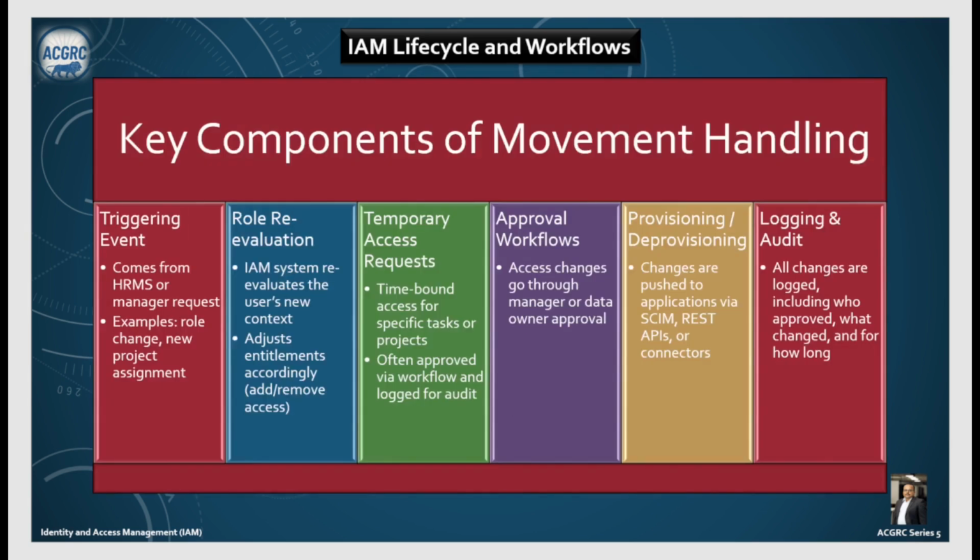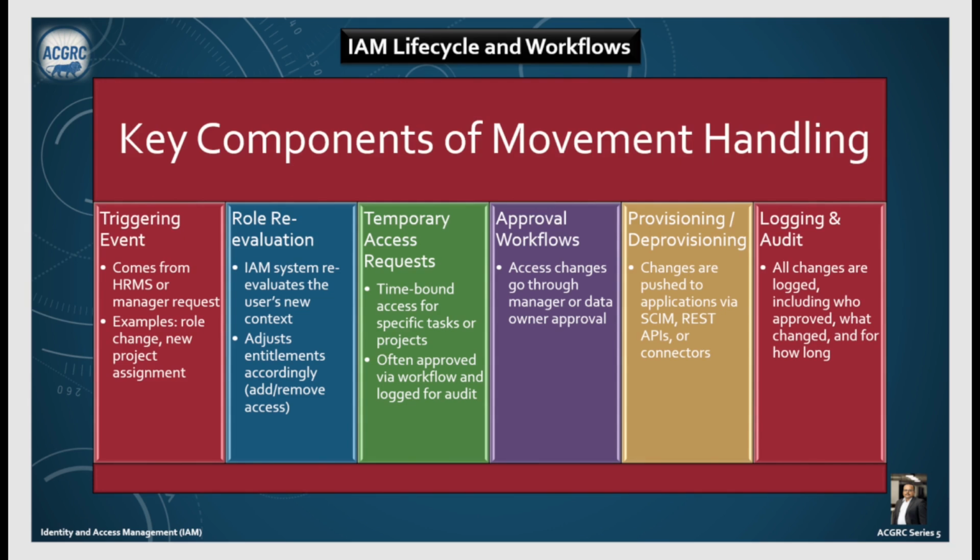The next key components of movement handling: well, triggering events. This comes from HRM or a manager's request, for example role change or new projects. Role re-evaluation is where the IAM system re-evaluates the user's new context and adjusts entitlements accordingly, adding or removing access. Next component is temporary access request. Important: it's time-bound access for specific tasks or projects, often approved via workflow and logged for audits.